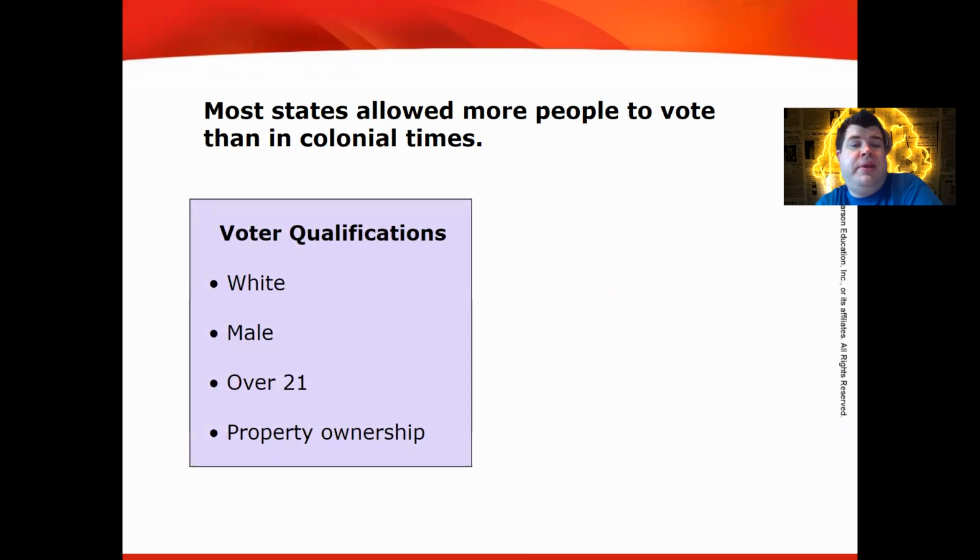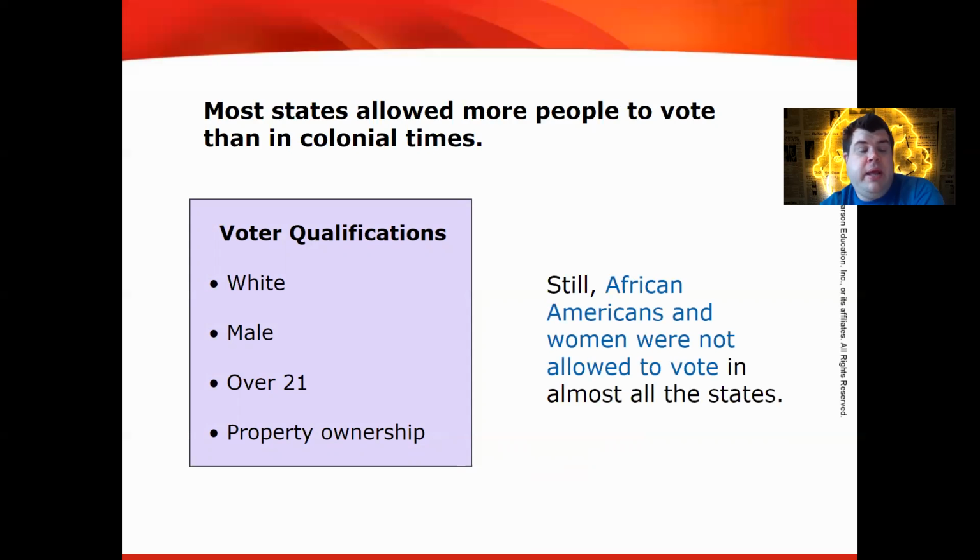Most states allowed more people to vote than in colonial times. So here were some pretty typical voter qualifications. You had to be white, you had to be a man, you had to be over 21, and you had to own property. But that excludes quite a few people, right? White. So that excludes all African Americans, especially those that were enslaved, but even free African Americans typically were not allowed to vote. Native Americans are a no.